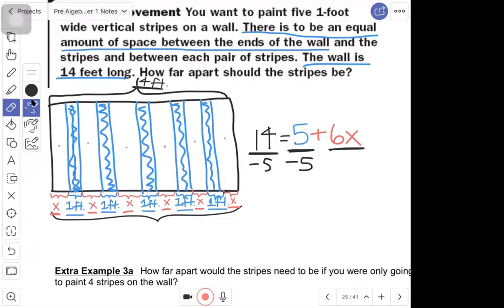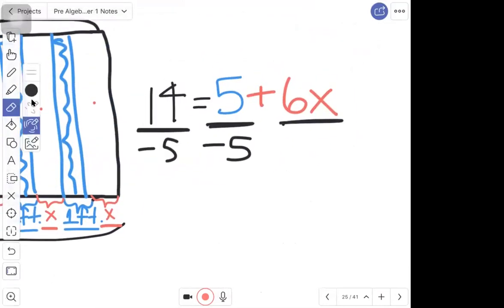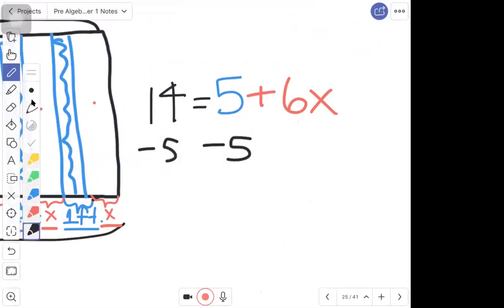Nice. She is subtracting 5 from both sides. I'm just erasing that. That's not division. That was me trying to explain the parts of it. So nice. So we have 14 minus 5. That gives us 9, equaling 6x. We can flip it so that we have our variable on the left. So then we have 6x equals 9.